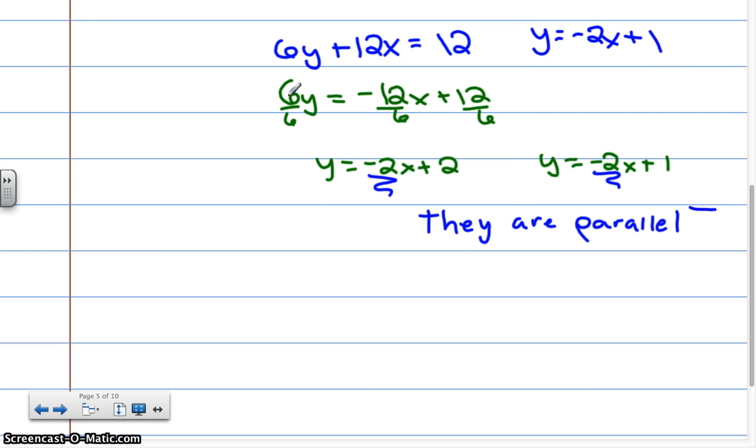I think that's about where I want to get with you today. Tomorrow we're going to be writing equations of lines given that it's parallel to one and it goes through a point.